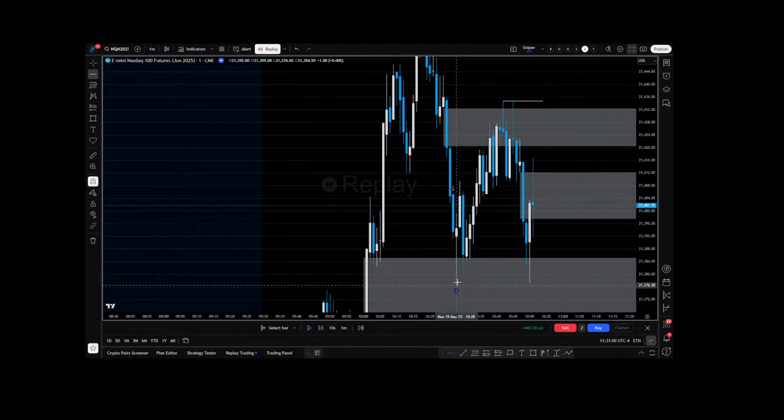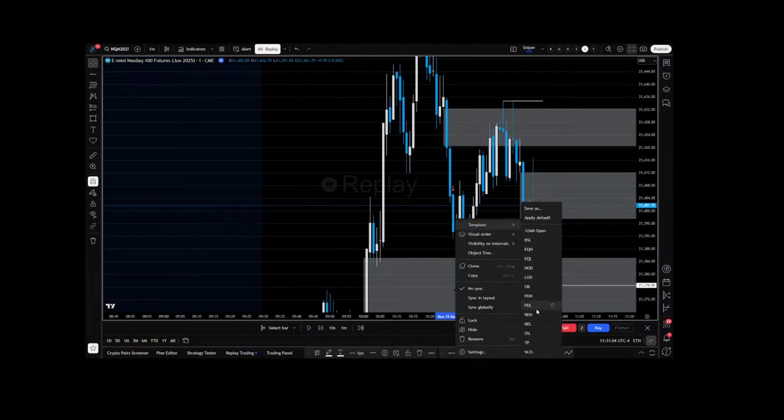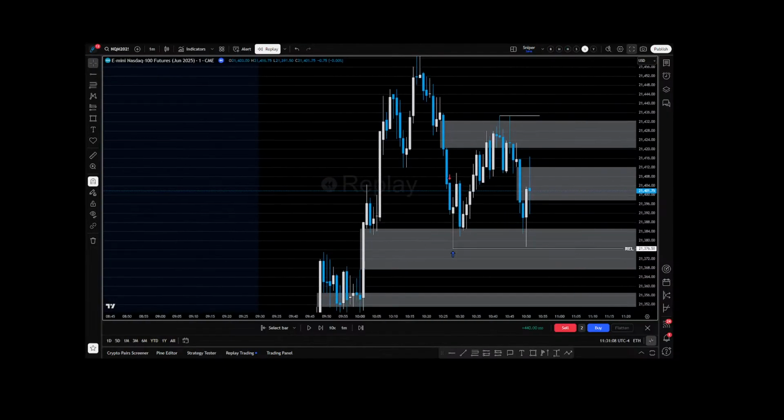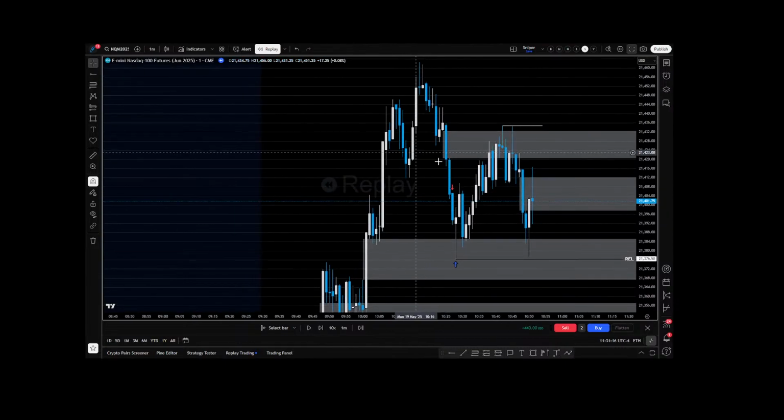Relative lows just formed here. So I'll mark these out. These are quite obvious. Now, relative highs and relative lows don't necessarily stop me from taking a trade the other way. But if the context is right, if higher time frames are aligned with this narrative, which is bearish, then a short is just that much stronger, right, with a draw like that.